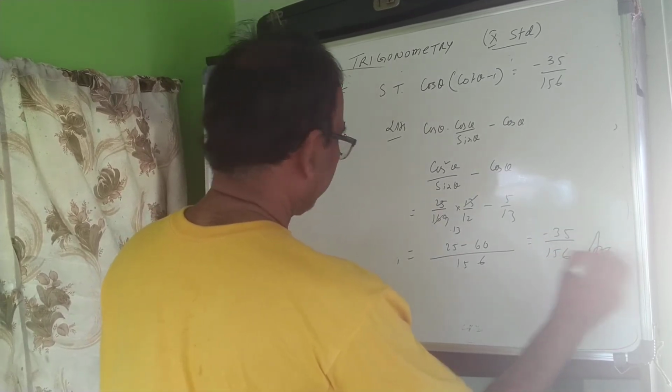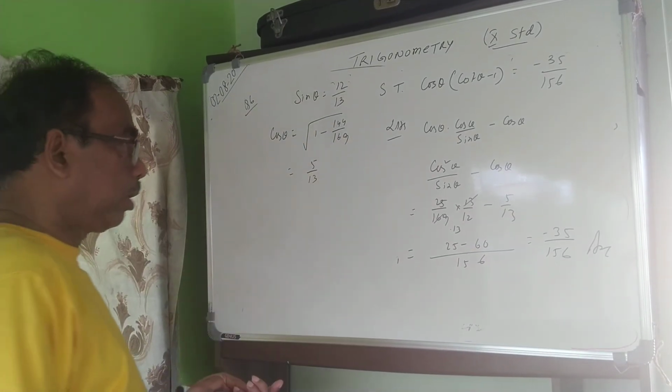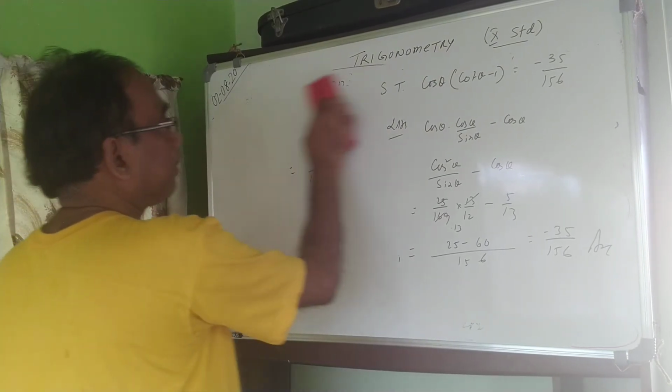That is the answer. So this sum could be done more easily using the trigonometric formula. You can do this by the triangle method also. Okay. Now sum number 7.